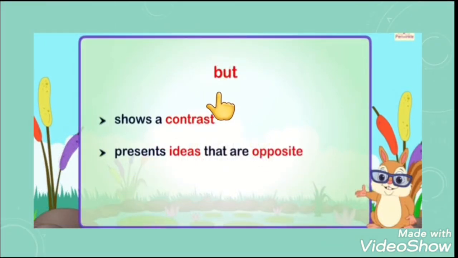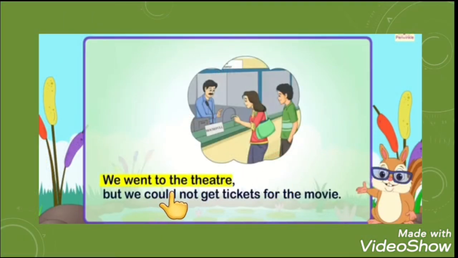Next conjunction is but, shows a contrast, presents ideas that are opposite. So but we use for an opposite thing. Let's see the example. We went to the theater but we could not get tickets for the movie. That means by this example we understand that वो लोग थिएटर पर गए बट उन्हें क्या हुआ? टिकट्स, they don't get the tickets for the movie.